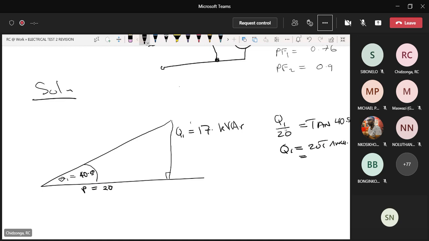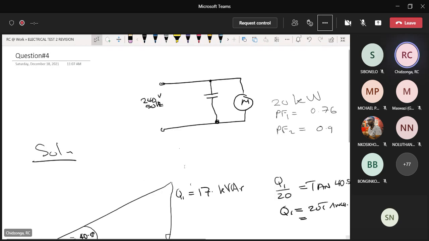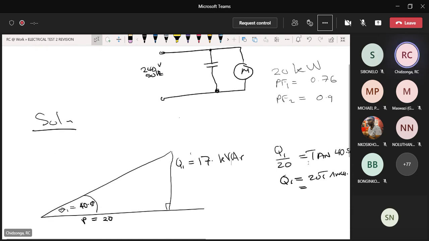That is Q1. But you want to improve the power factor. Improving the power factor means reducing the angle by which the current lags the voltage. And you want to take the power factor to 0.9. Therefore, theta 2 is cos minus 1 of 0.9, which is 25.84 degrees. 25.8 degrees, right?